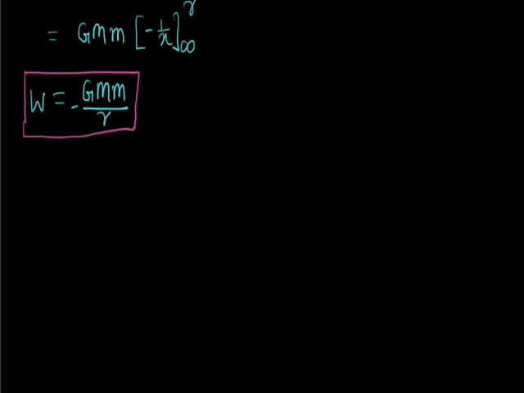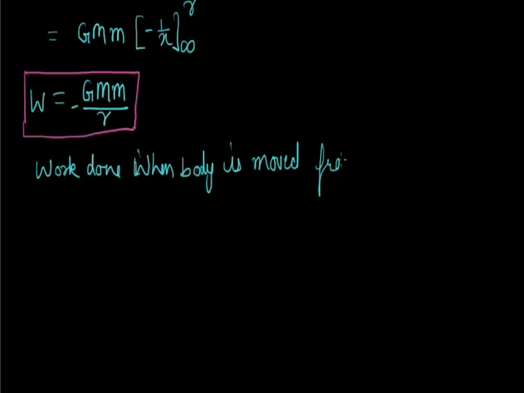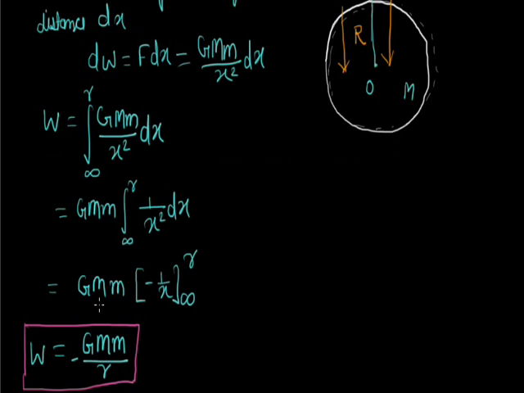Similarly, we can get the expression for the gravitational potential energy if a body is moved from some distance r1 to some distance r2. So here the net work done when the body is moved from r1 distance to r2 will be simply given by this equation.